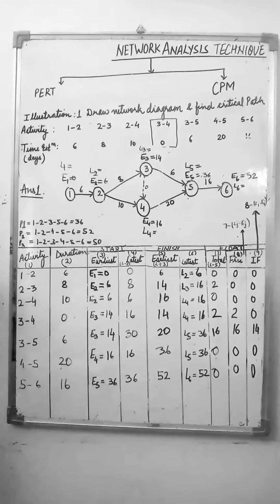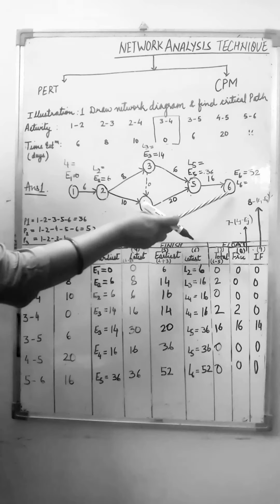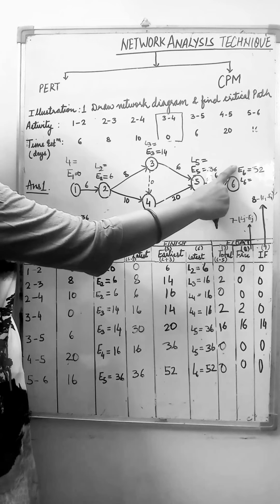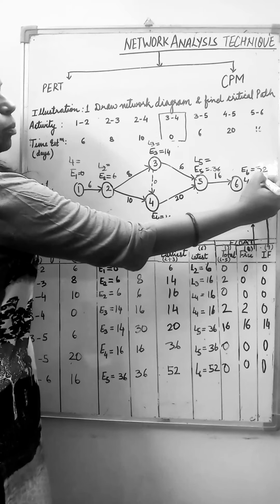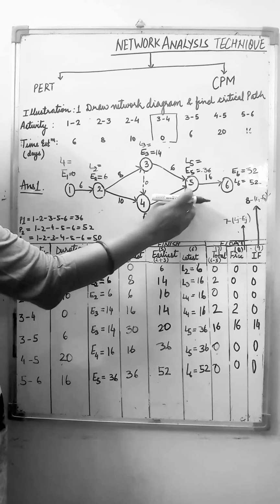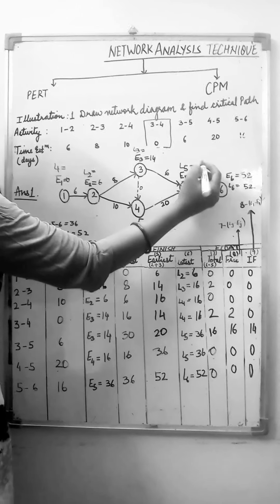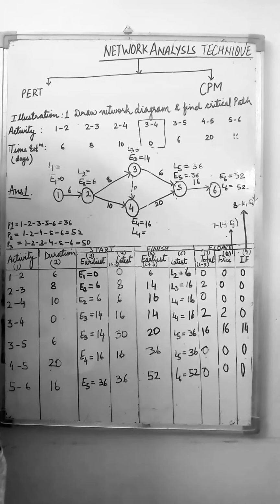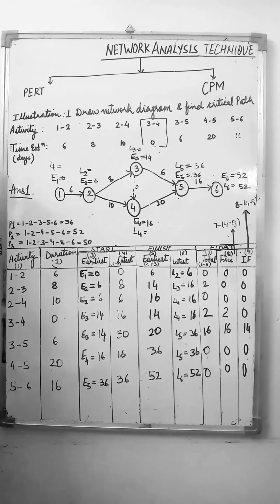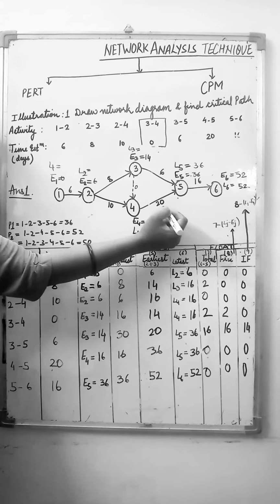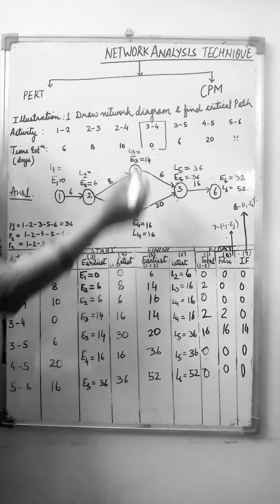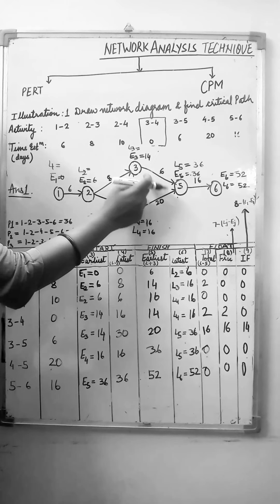Now we will calculate the L values by moving from 6th to 1. So L6 will always be equal to E6. That is 52. So here L6 will be 52. Now moving back from 6 to 5, 52 minus 16 is 36. L5 is 36. Now we will move from L5 to L4. How we will calculate L4? 36 minus 20 is 16. Fine. Now L3. 36 minus 6 is 30.